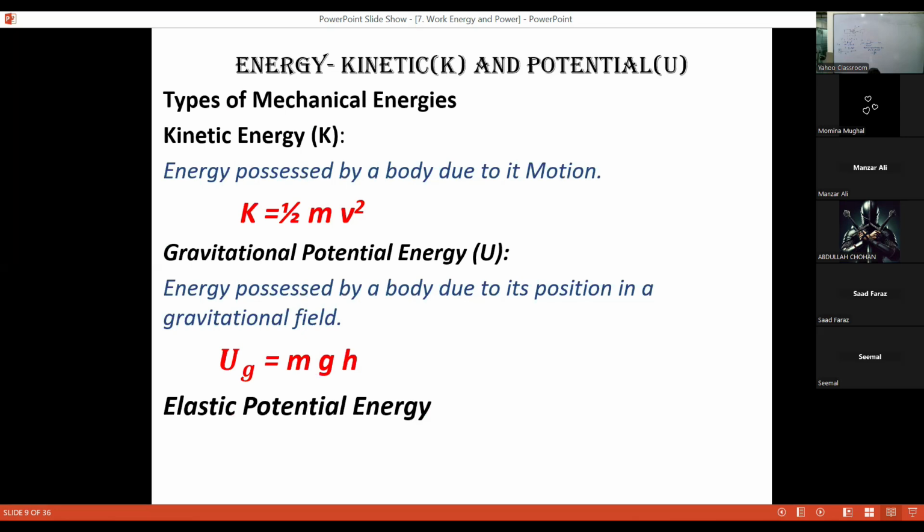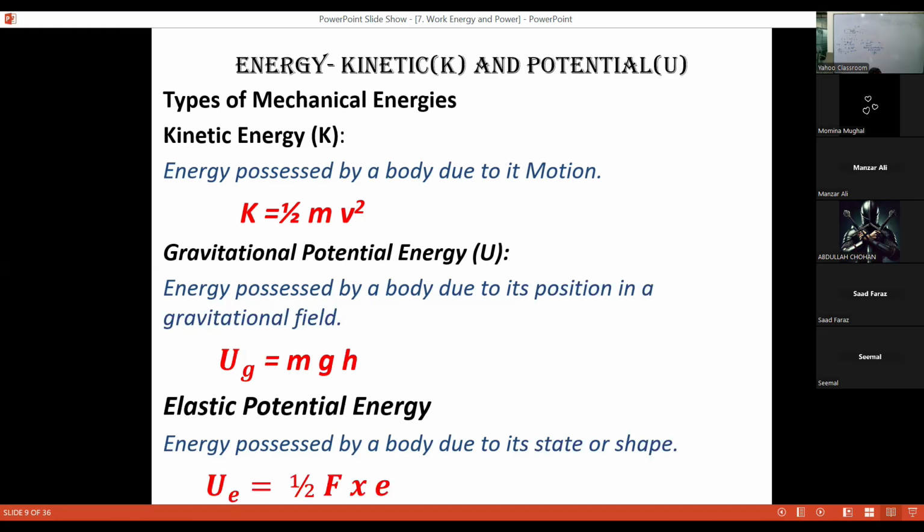Three definitions, very important. Energy possessed by a body due to change of its state or shape, or compression or extension. You can use any word, and I told you its formula: it is half F into e. So why is it called elastic? Because when we deform it, we pull the spring, it is elastic. An extension comes in it, and because of that extension some of the energy is stored in the spring. That is why it's called elastic.